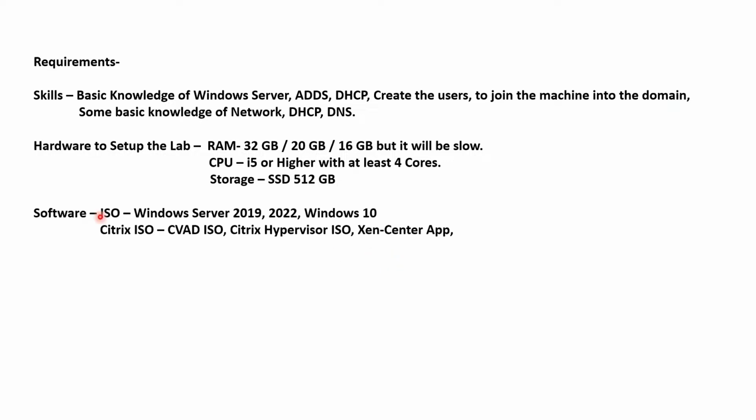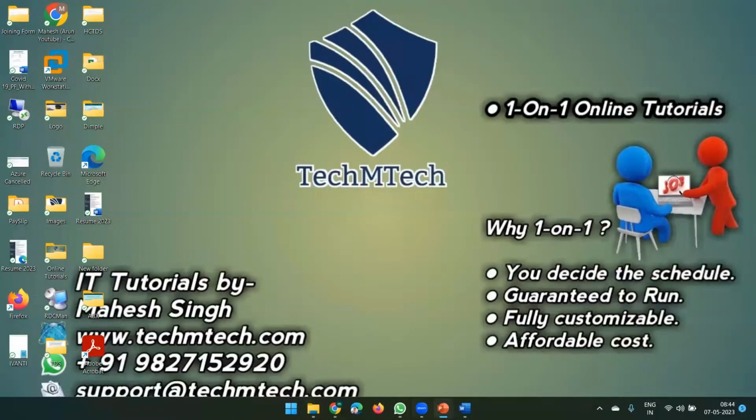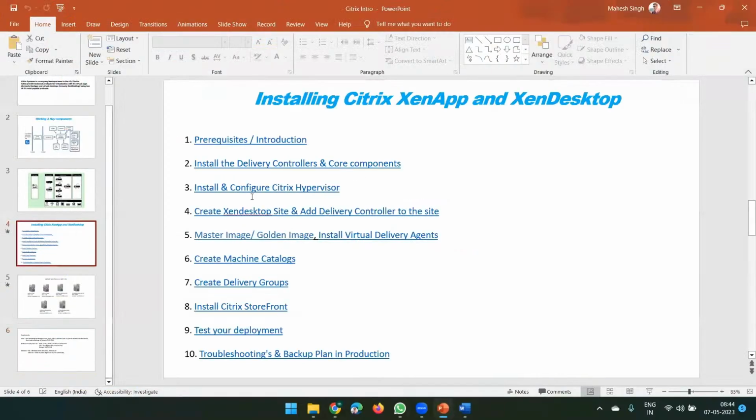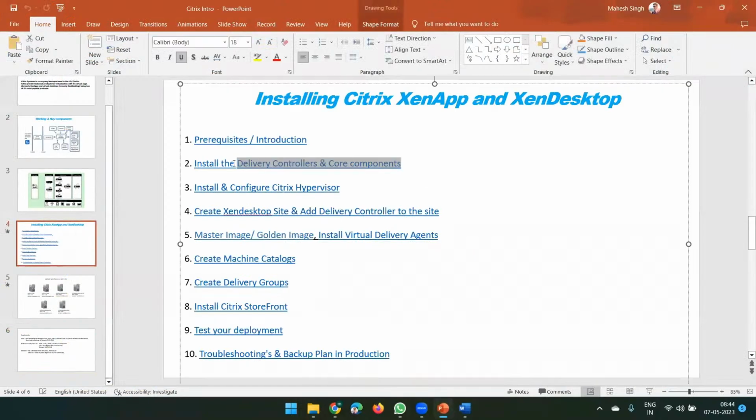Okay. So software ISO files I already shared with you for Citrix. If you do not know how to download the Windows Server ISO file, please let me know. I will share a link, but you can easily get those files from the Microsoft website free of cost, right? So skills, basic knowledge, hardware lab requirements, and software ISO are done. So now, from tomorrow onwards, we will start with the first component, which is the delivery controller.